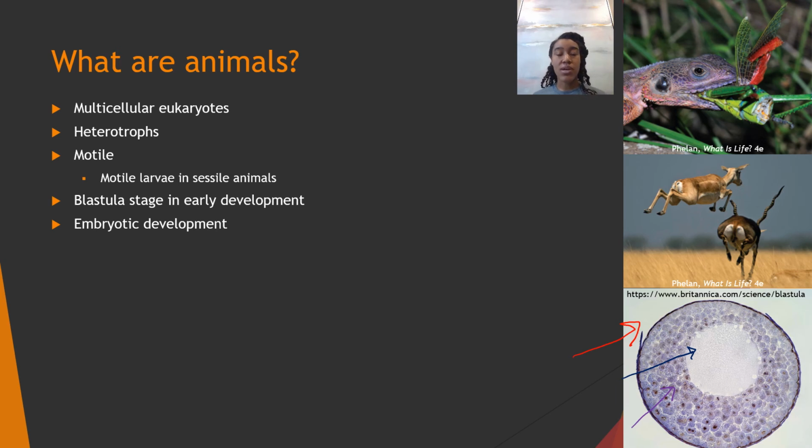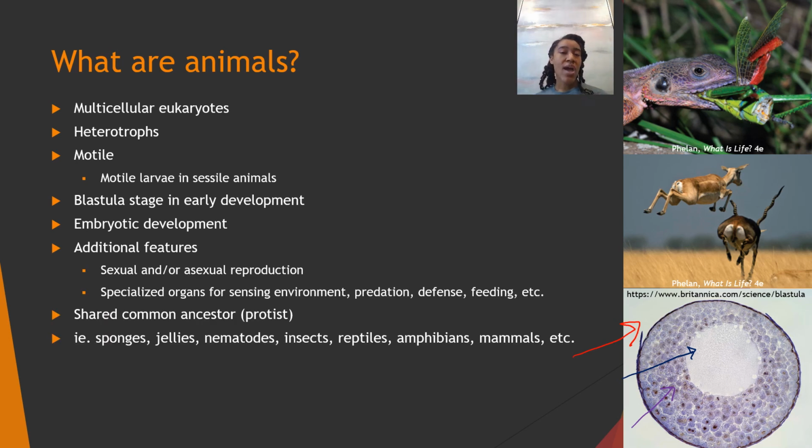Additionally, all animals undergo embryonic development. So they develop from an embryo into an adult. Animals also have additional features. They can reproduce sexually or asexually, depending on the species and sometimes depending on environmental conditions. And they also have specialized organs. These are organs that help with sensing their environment, avoiding predators, catching prey, defending themselves, or even feeding.